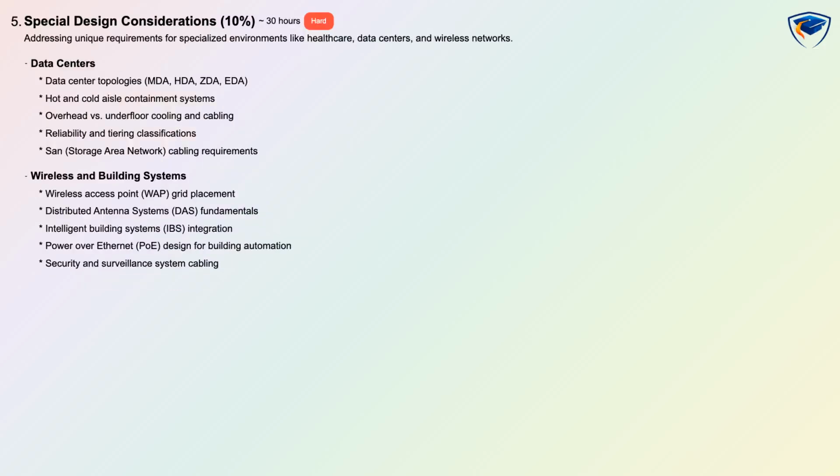Special design considerations is 10%, labeled hard, and requires about 30 hours of study. This domain addresses specialized environments such as data centers, healthcare, and wireless systems where standard solutions need adaptation. Expect to study data center topologies, hot and cold aisle containment, cooling and cabling approaches, reliability tiering, and SAN cabling. Wireless topics include access point placement, DAS fundamentals, IBS integration, PoE design for building automation, and security system cabling.